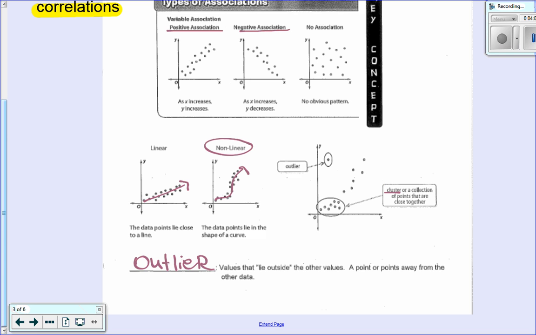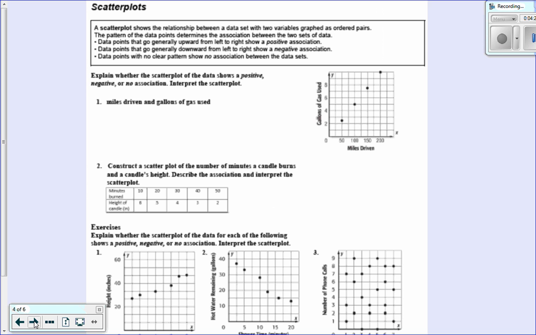Y'all are familiar with outliers, right? With what other data, right? It would be mean, median, mode, right? Or a dot plot, it could be an outlier. All right, and an outlier is a value that lies outside the rest of the points, right? It's kind of off on its own. All right, so let's jump into it here.